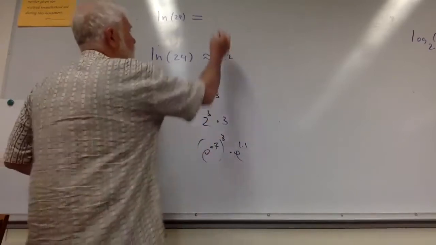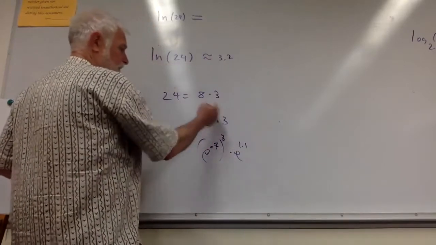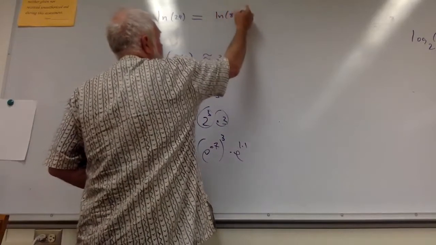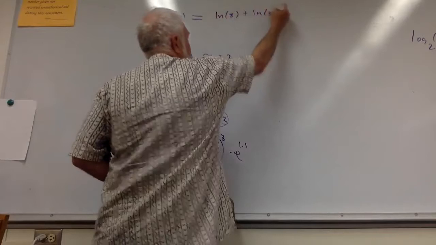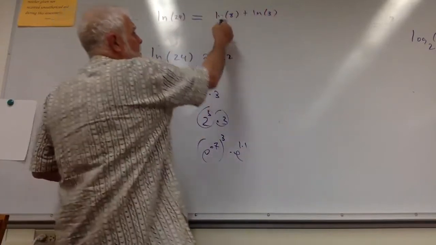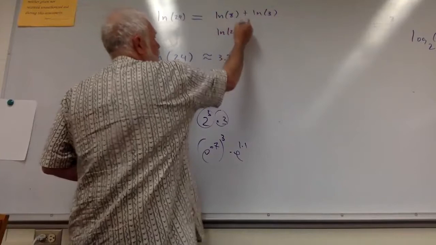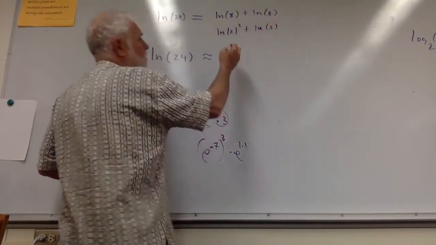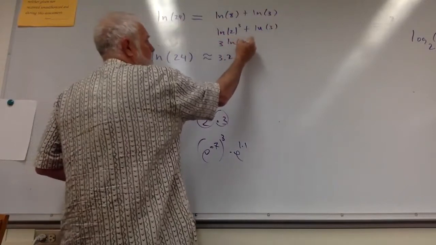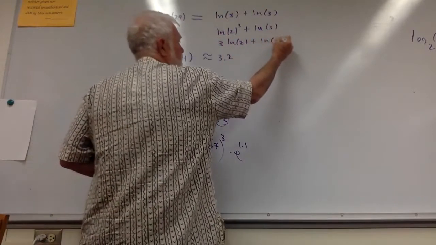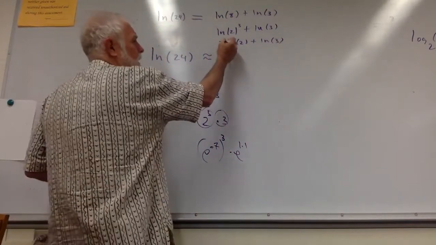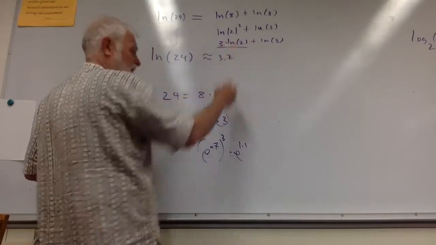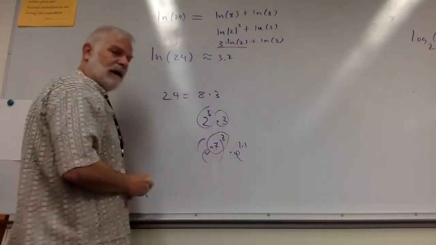Well, we did some addition here. This times this gave us addition of exponents. So we could have said that this is the ln of 8 plus the ln of 3. The ln of 8 is the ln of 2 cubed plus the ln of 3, and then you could have said that that's 3 ln of 2 plus ln of 3. And maybe with a little bit of practice, you start to see 3 times 0.7. You start to see this part of the calculation.